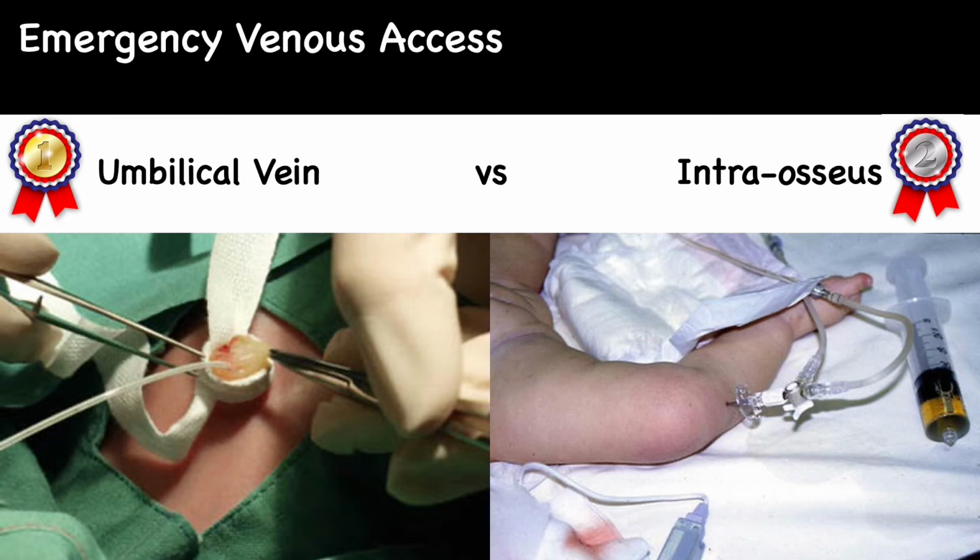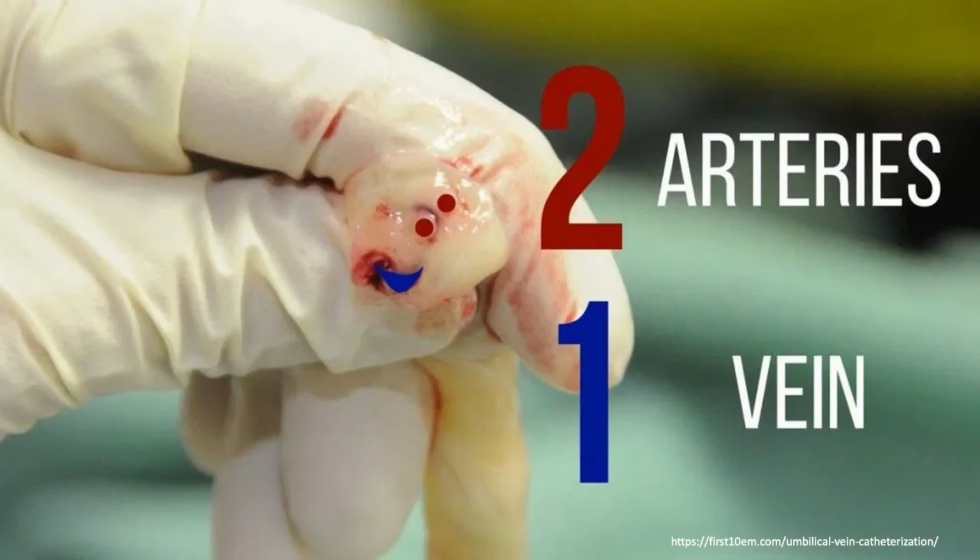Second prize, intraosseous. Just a reminder that when you're looking at the umbilicus, you need to make sure that you've cut it long enough. You need to allow at least up to about 10 centimeters. When you're looking at the umbilical cord, please remember that there's 2 arteries that are small with thick walls, and the vein is larger and compressible.